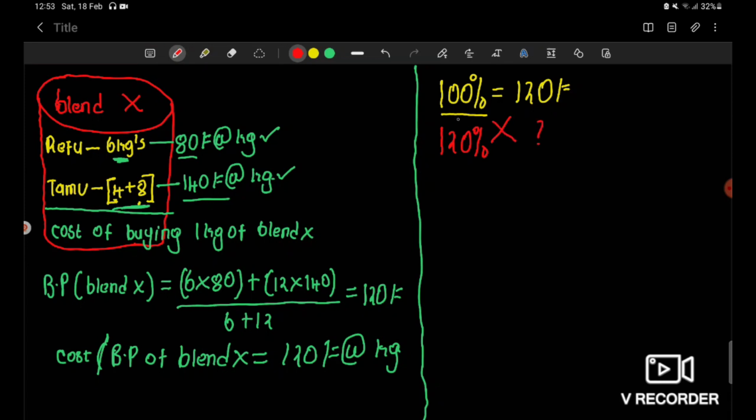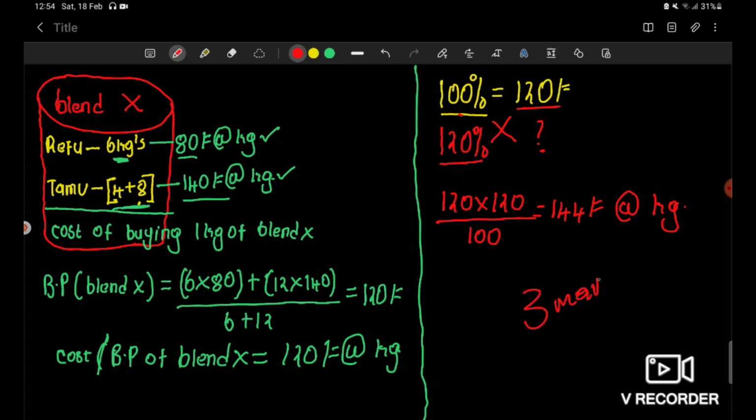So if 100% is 120 shillings, which is the buying price, what about 120%? How much will it be? It will be 120 times 120 over 100, which will be equal to 144 Kenyan shillings. So for the retailer to make a profit of 20%, he'll have to sell blend X at 144 shillings per kg. So we have solved part 2 of the question, which was 3 marks.